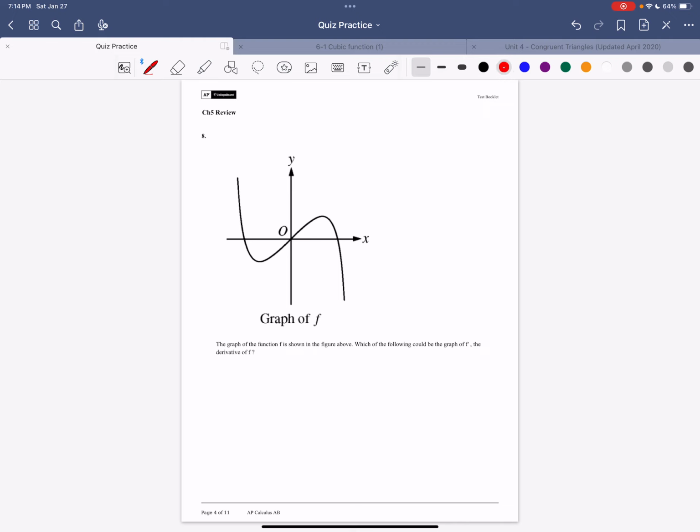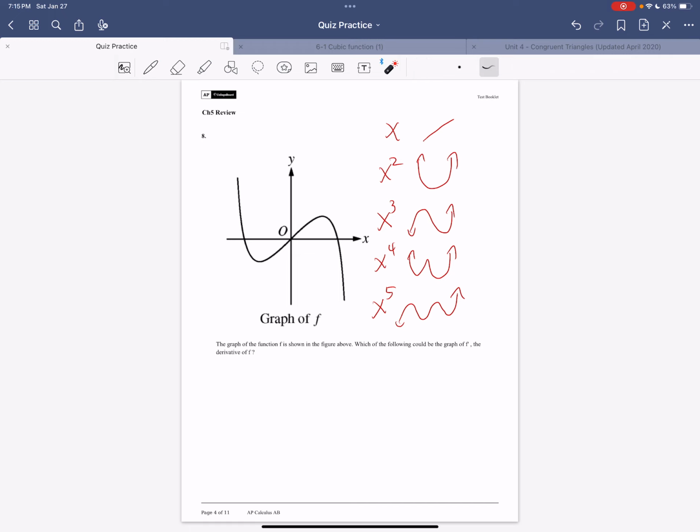One thing that you might want to know is what the graphs look like when it comes to x: x squared looks like this, x to the third looks like this, x to the fourth looks like this, x to the fifth will look like this. Something like that, okay? So that's what you want to know. So when you differentiate it, let's say this one's a cubic, right? It looks like this. This will turn to this one. So you're going to get something that looks like that.